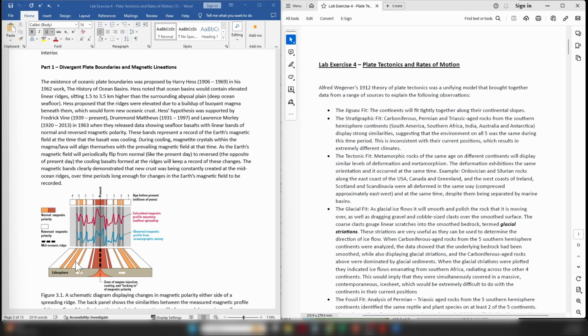So you'll notice that the width of these bands is changing. Obviously, the wider bands represent longer periods of either normal or reversed magnetic polarity, and the thinner bands represent shorter periods of reversed or normal magnetic polarity. And you'll notice that these bands mirror each other either side of this divergent plate boundary.